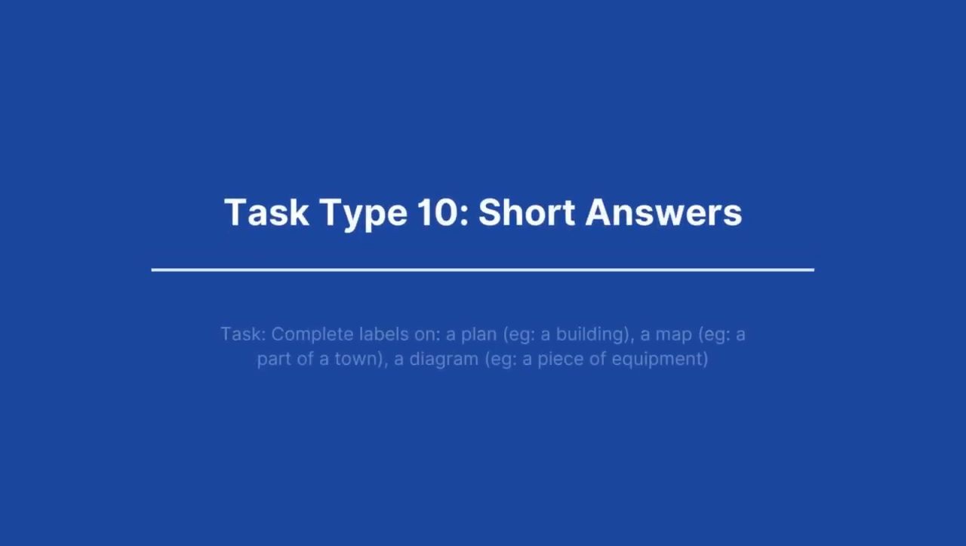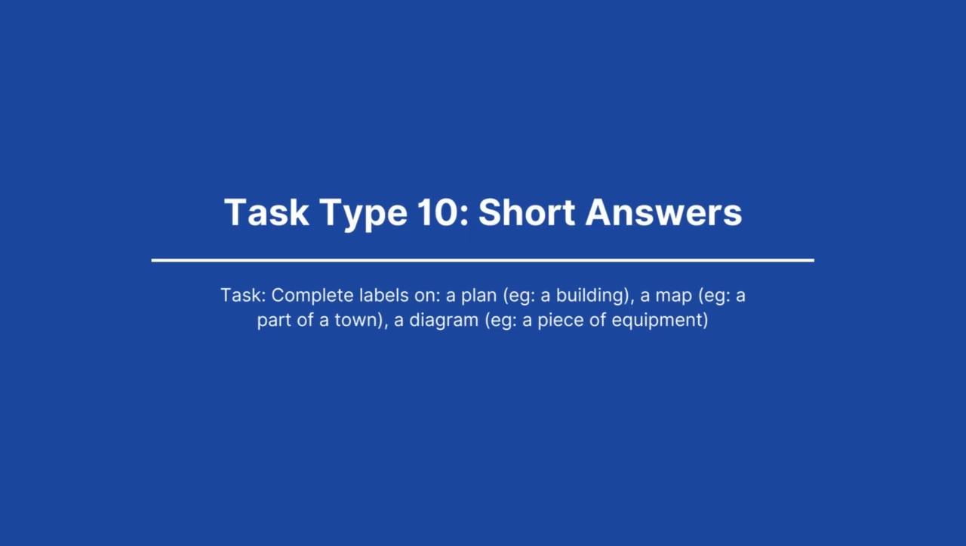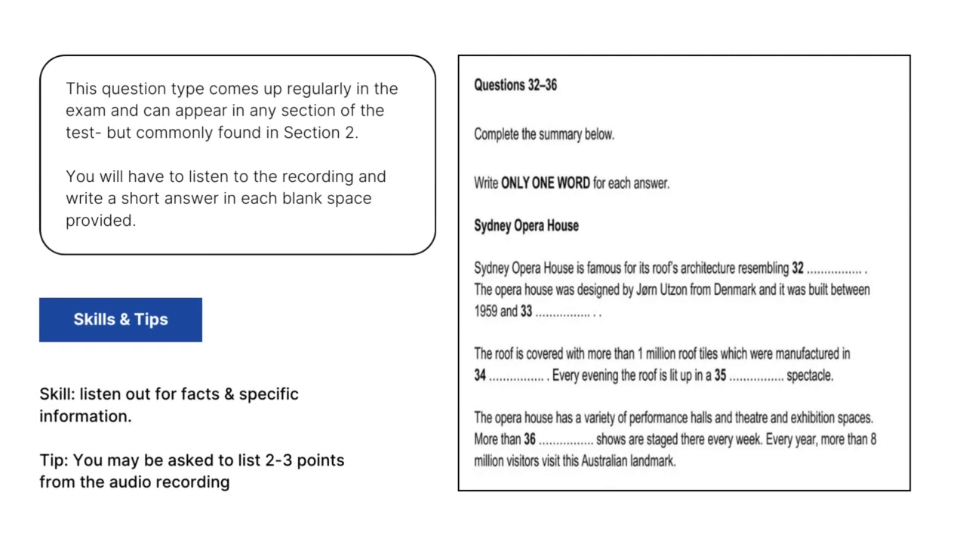of the test. And last but not least, the final question type, short answer questions. This question type comes up regularly in the exam and can appear in any section of the test, but commonly found in section 2. You will have to listen to the recording and write a short answer in each blank space provided. Sometimes, more than one answer will be required, so you have to pay attention to the instructions.